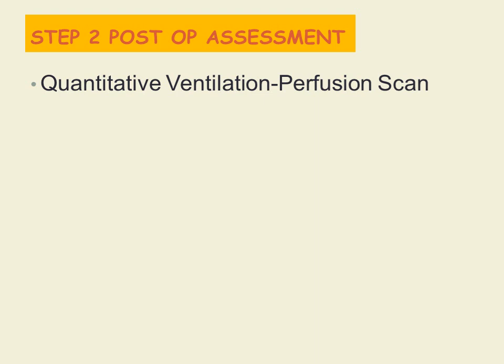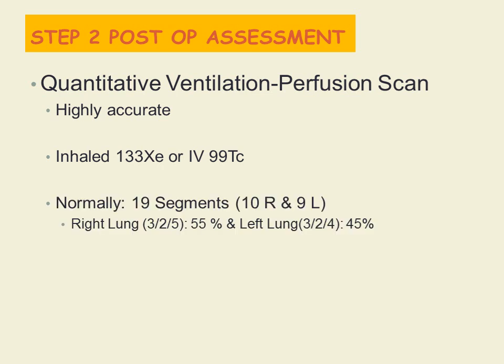So, quantitative ventilation perfusion scan. It is highly accurate. Inhaled xenon-133 or IV technetium-99. Normally there are 19 segments, 10 on the right and 9 on the left. So we have on the right 3, 2 and 5, 55%, and on the left 3, 2 and 4, 45%.